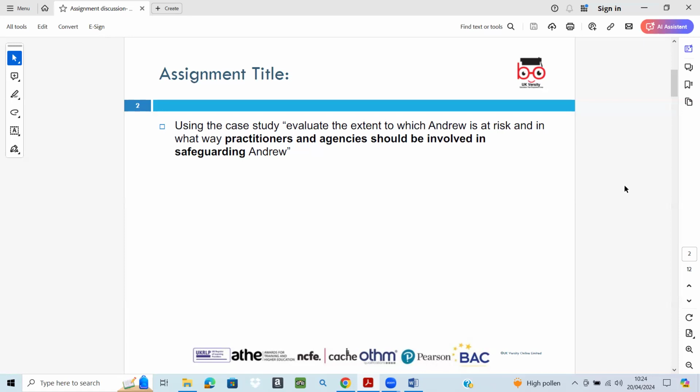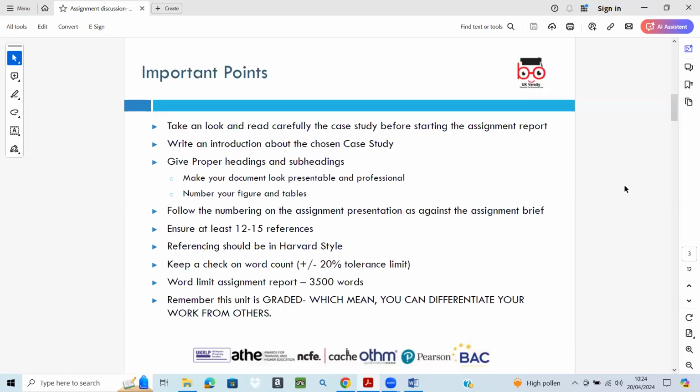Then why do we do that? Coordinated efforts optimize resources and ensure that every aspect of the end-use situation is addressed. Now, let's focus on how to structure your assignment effectively, so we will discuss that.